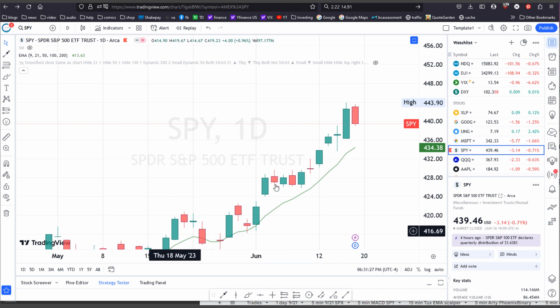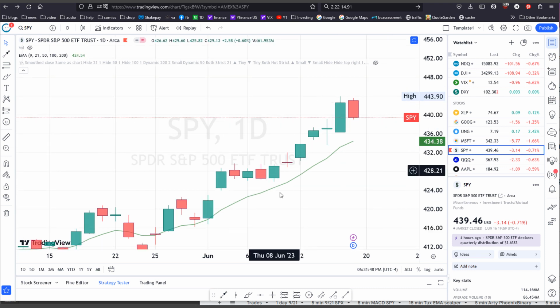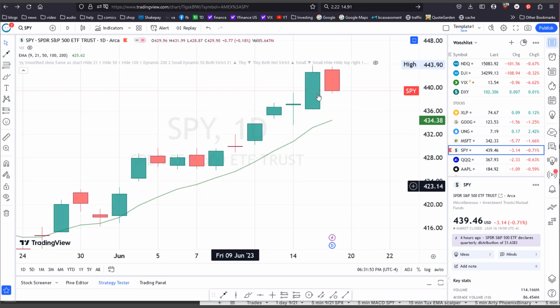One is the market on a daily time frame has to be going up, and we can tell it's an uptrend because of the 9-day exponential moving average, which is represented by this green line. The price doesn't have to be above the green line, but the green line does have to be sloping upwards.